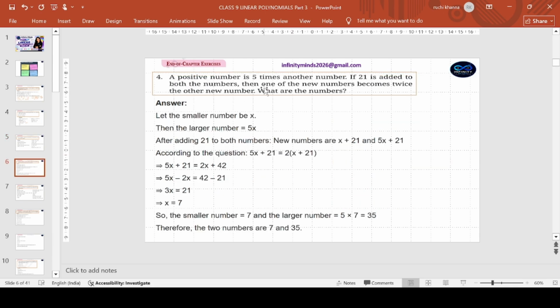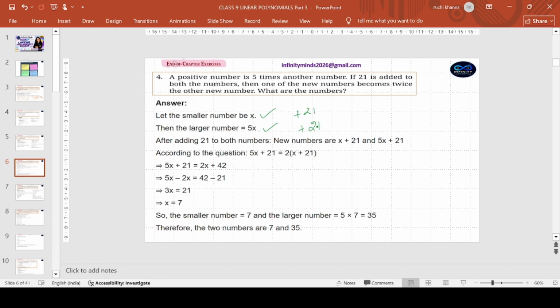Question 4. A positive number is 5 times another number. So if one is x, other will be 5x. Number is 5 times. If 21 is added to both the numbers. You know, children, long back in the old syllabus, this is a question picked up straight from class 8 NCERT. It used to be in old syllabus class 8. There's another one also, the next one. Both of them are picked up from 8th. They have been cancelled. They have been added to class 9. Even the numbers are same. If 21 is added to both the numbers, so x will also become x plus 21.